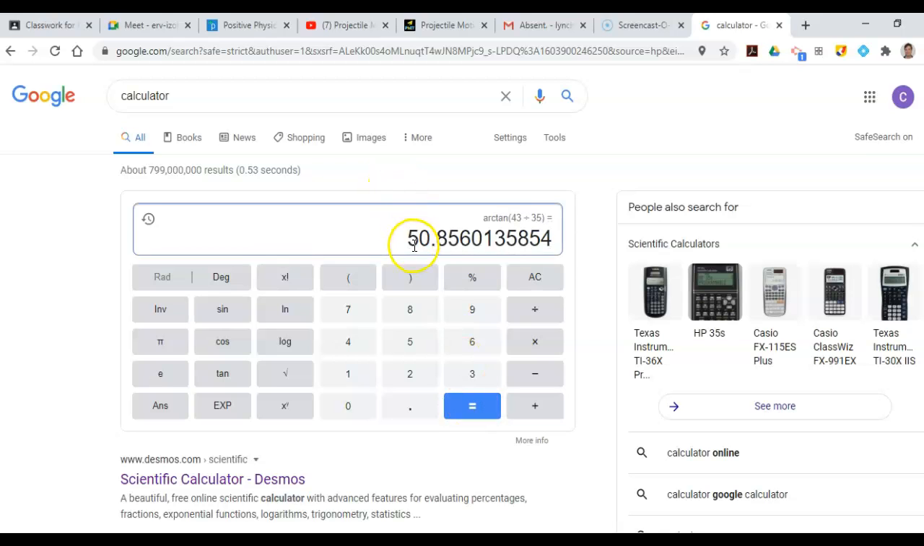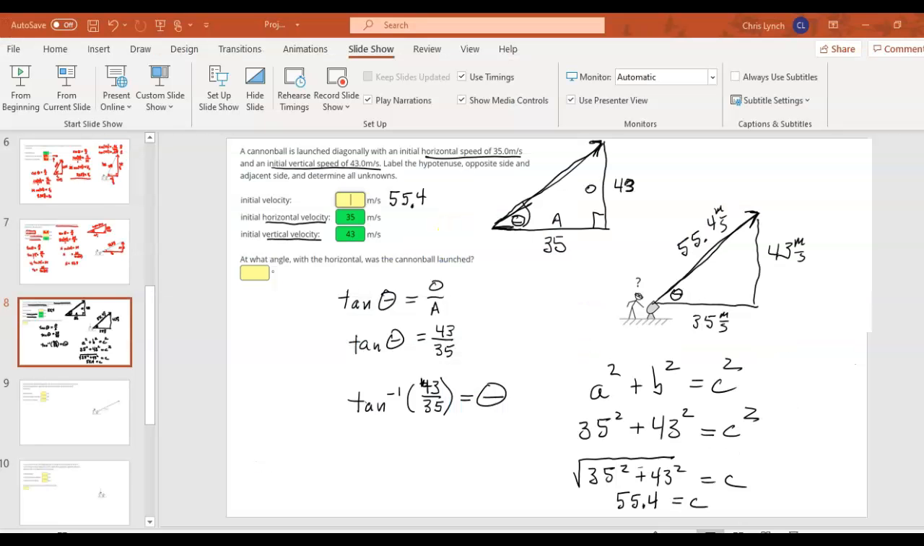And I get 50.856 degrees. So maybe we call that 50.9 degrees. So I come back here and I say, what is my angle? My angle is 50.9 degrees. And voila, we've answered the question. What is this angle? This is 50.9 degrees above horizontal. So this becomes 50.9 degrees.